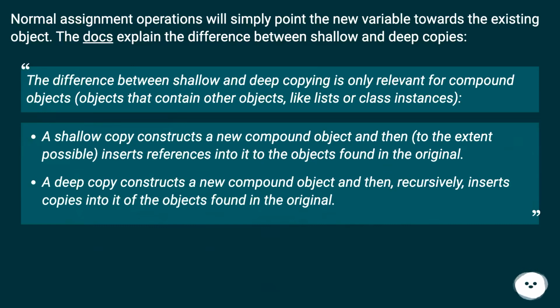The docs explain the difference between shallow and deep copies. The difference between shallow and deep copying is only relevant for compound objects, objects that contain other objects, like lists or class instances. A shallow copy constructs a new compound object and then, to the extent possible, inserts references into it to the objects found in the original. A deep copy constructs a new compound object and then, recursively, inserts copies into it of the objects found in the original.